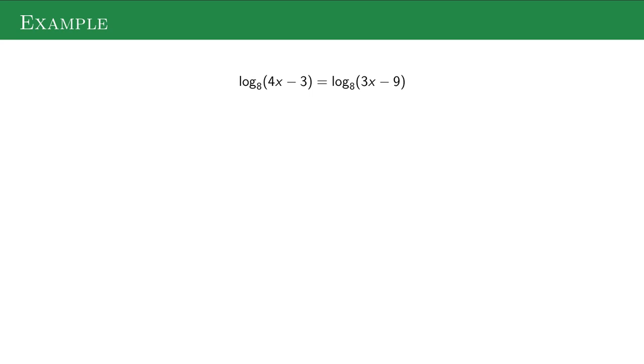This problem starts off the same way. I have log base 8 on both sides, so I can just ignore those and look at the insides. I'm going to subtract 3x from both sides. I'm going to add 3 to both sides. And I get x equals -6.